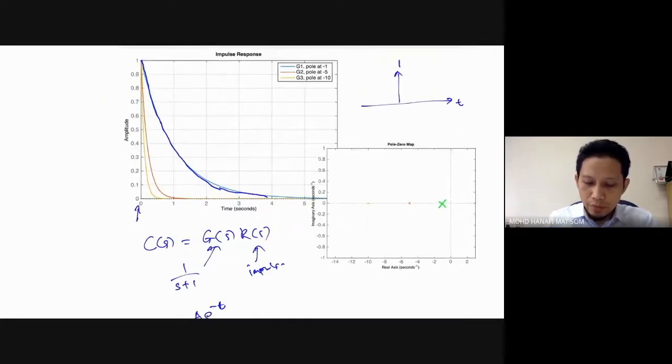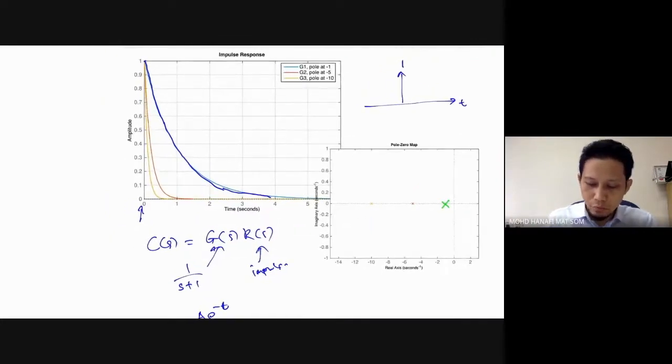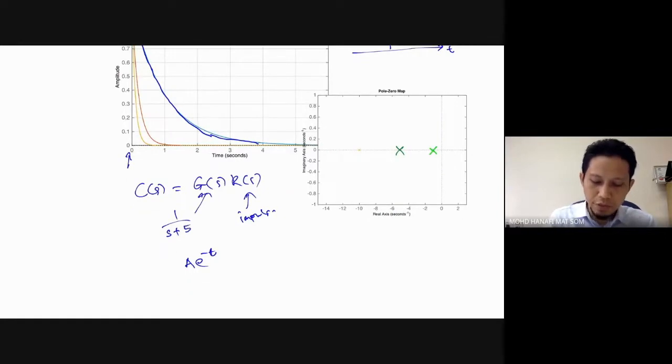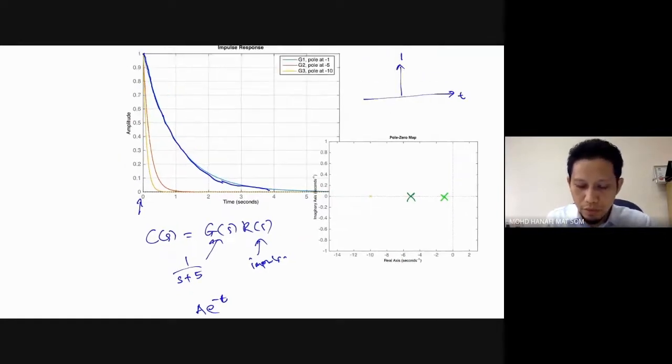And when we have the other system, now we have -5. Okay, we change our system to -5. What we have here is +5. So when we plot it, as we give the impulse response to the system 1/(s+5), you will get the red line.